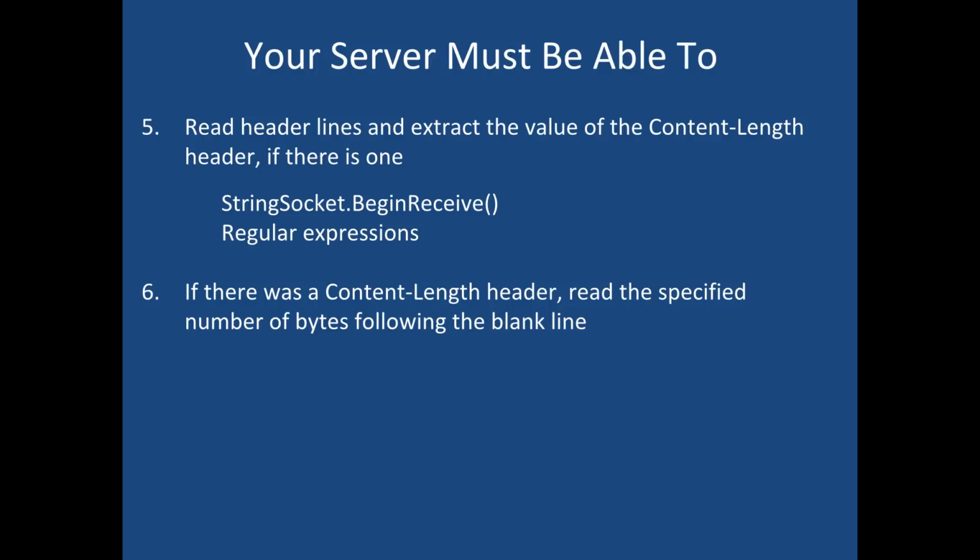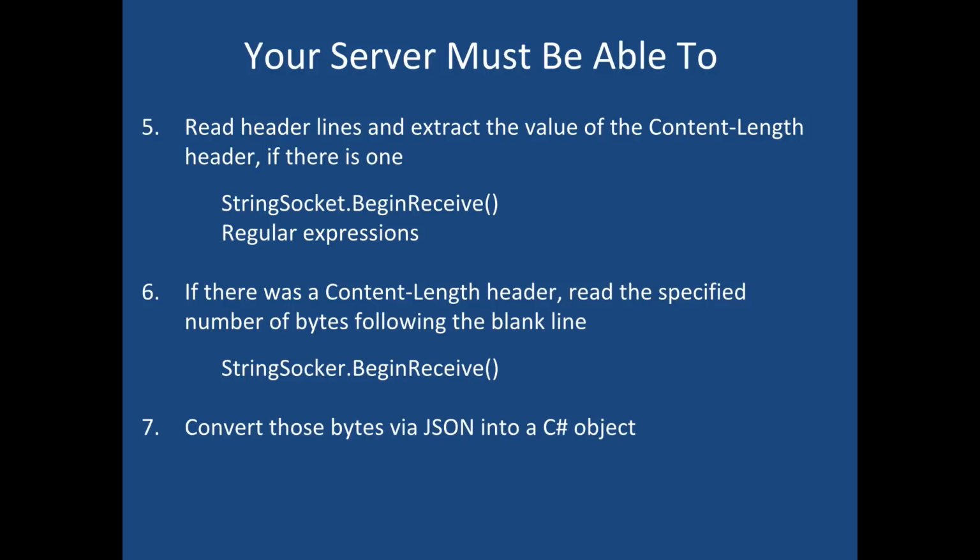There's only one method you can call to get text out of the string socket, and that's begin receive. But begin receive has a parameter called length, you may remember. So there's an overload that lets you specify. Normally it reads bytes until it gets to the end of the line. But if you pass that 52 as a parameter, then it'll give you the string that results from the next 52 bytes that it reads. So that method is designed just for this purpose. Okay, so you read those bytes. Now you've got a string. How do you convert that string into a JSON object, into a C# object?